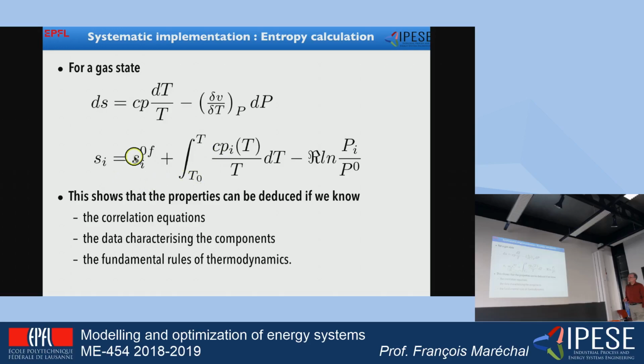Okay, plus a value that I have to find in the literature, and something which, if I'm in the gas state, is just related to the constant of the perfect gases and then the ratio between the pressure and a reference pressure. So it means that if I have the correlations like the Cp, if I know the thermodynamics, I'm able to calculate the entropy, the enthalpy, and all the other properties in the same way.